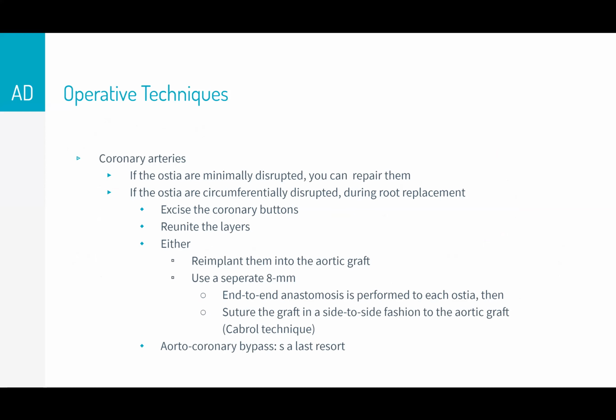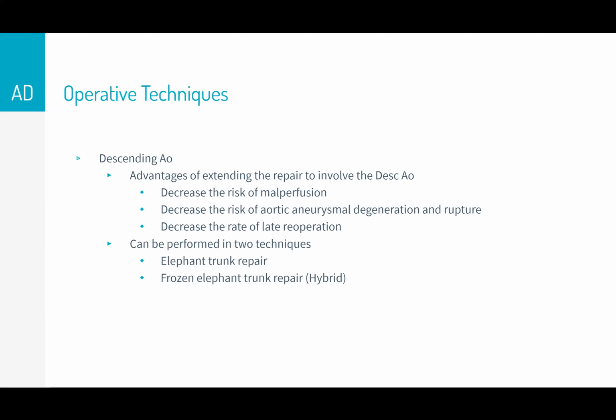Okay, so for the management of the descending aorta in type A aortic dissection, there are advantages if you want to extend your repair to involve it. You would decrease the risk of malperfusion, and also decrease the risk of aortic aneurysmal degeneration and rupture, and decrease the rate of late reoperation due to other complications.